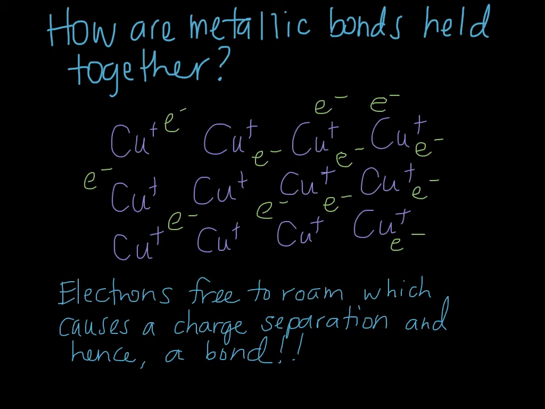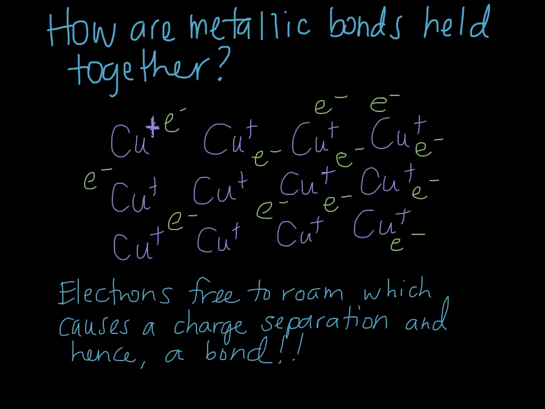So metallic bonds are actually held together because of those moving valence electrons. So what we have here are copper atoms, and I drew a positive sign next to each one to signify that a copper atom contains a positively charged nucleus due to those protons.